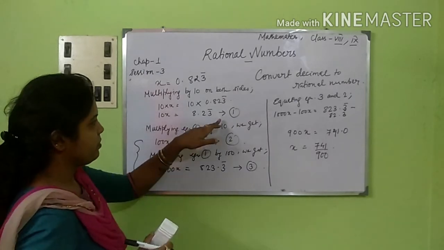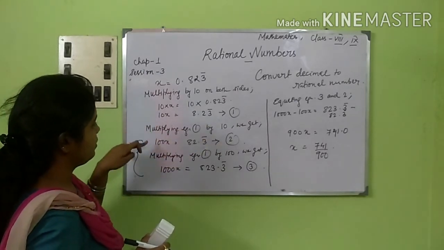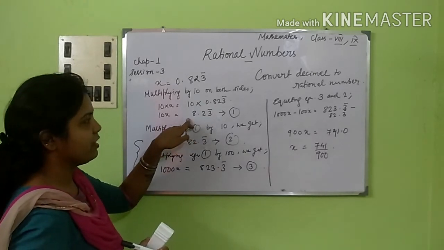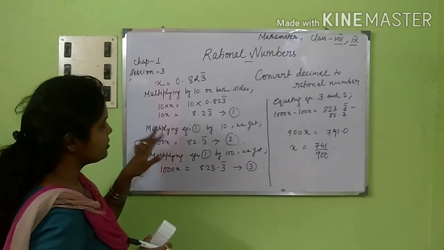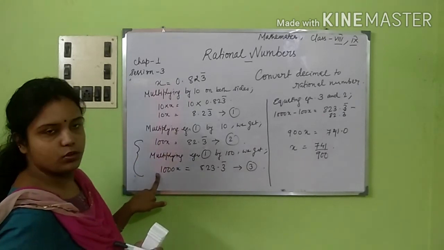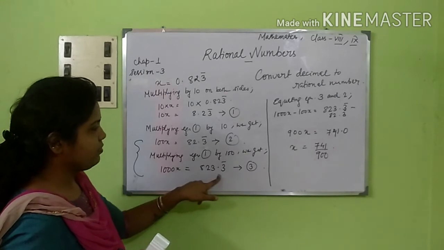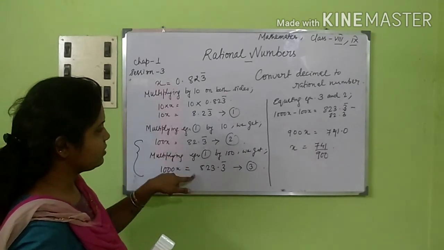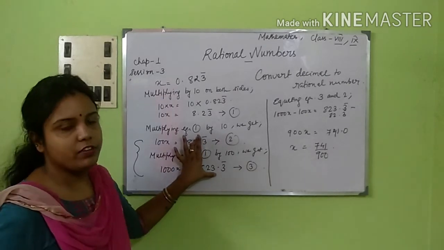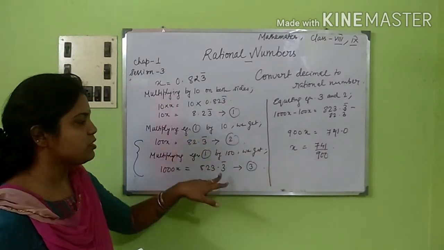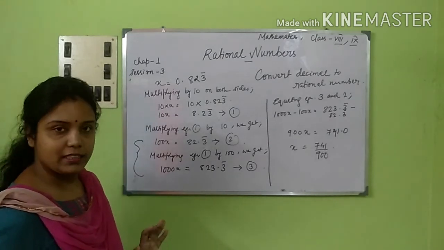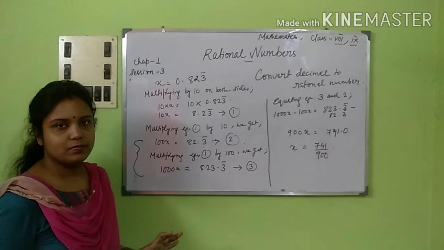From equation 1 we multiplied by 100 to move all the other digits to the left hand side, and to get the recurring part again we did 1000x. That way we can subtract the two, so that only the recurring digits remain to the right of the decimal. That was our main motto. I think that is clear.